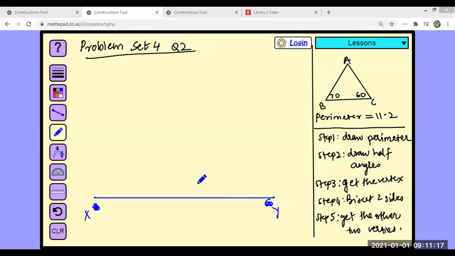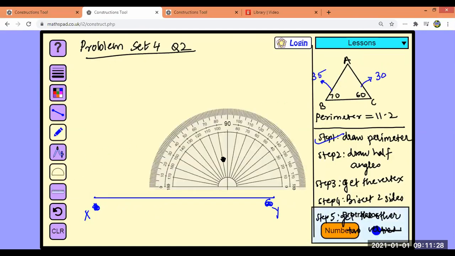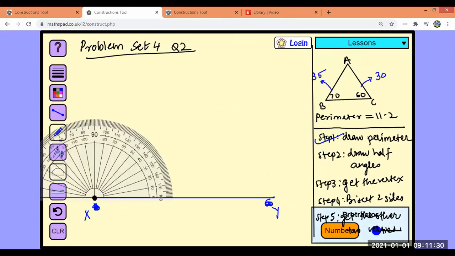Okay, and then we have to draw half angles. So what is half of 70 degrees? That would be 35. What is half of 60 degrees? That would be 30. So on one end, let's say on end X, you have to draw 35 degrees. So we draw 35 degrees over here like this.